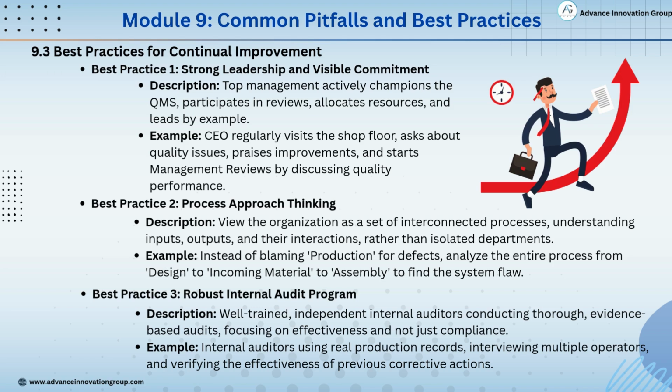Best Practice 2. Process approach thinking. Description: don't work in silos. View the company as a set of linked processes. Understand how each input affects the next process and how everything is connected. Example: instead of blaming the production team for defects, trace the entire process, from design, incoming material, to assembly, to find the actual system flaw.